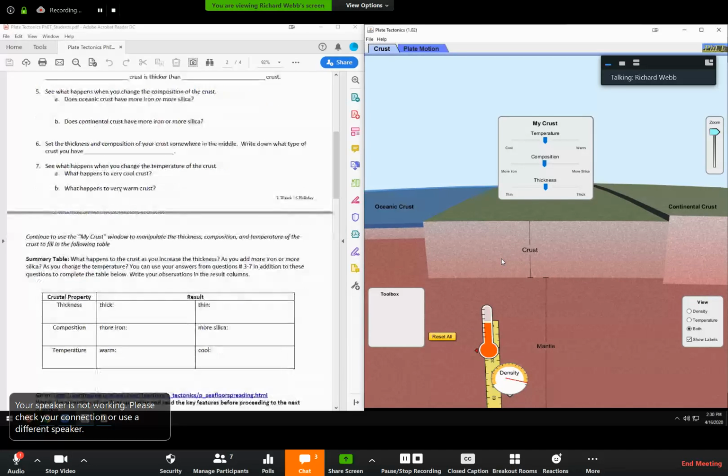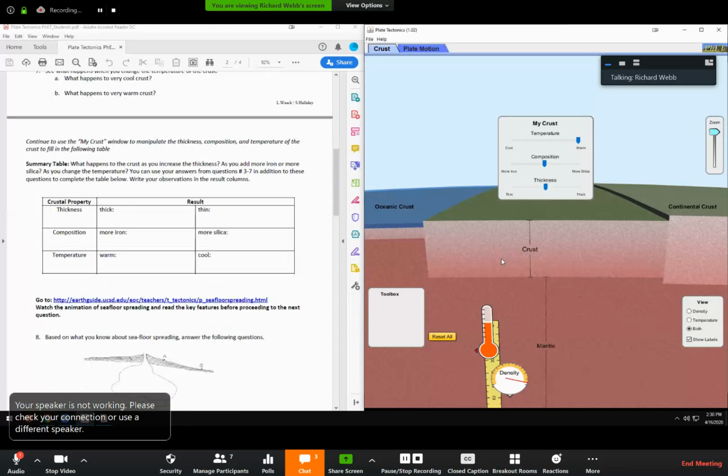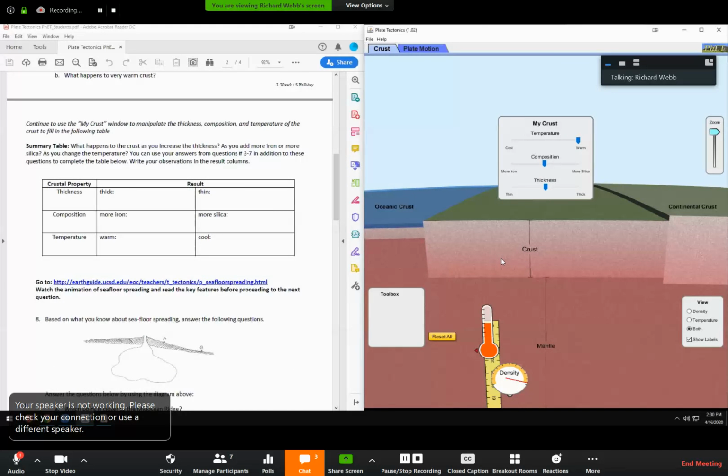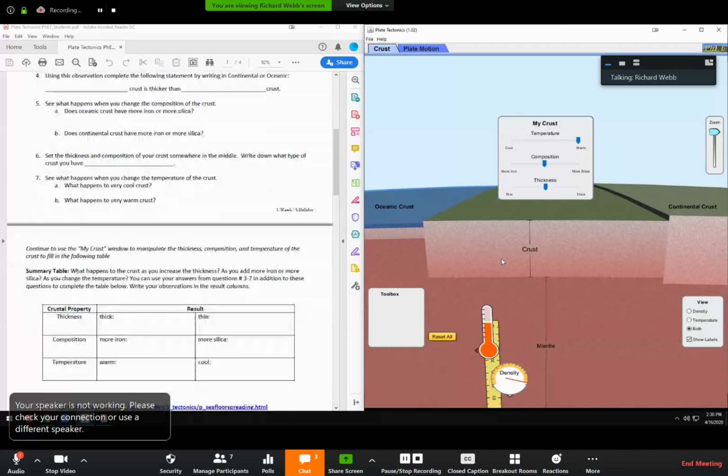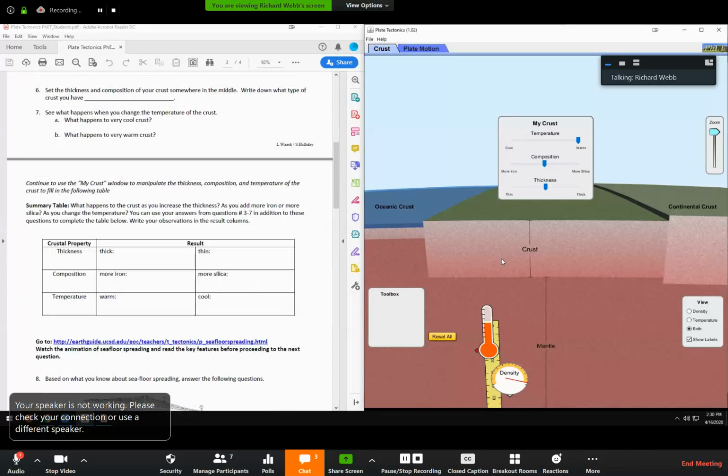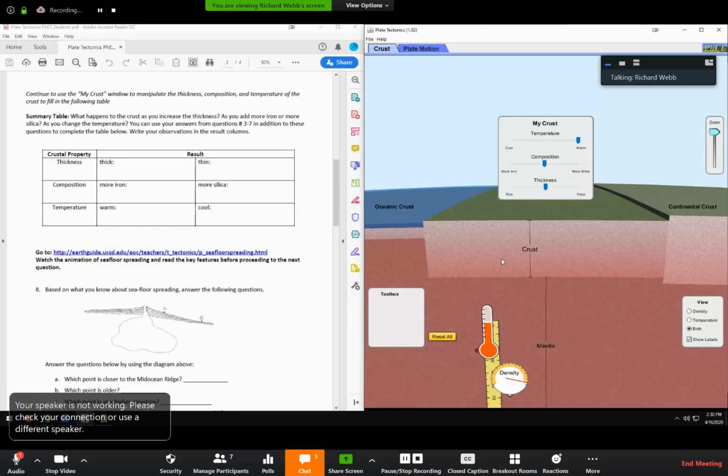And then we're going to change the temperature. So you change the temperature and see what happens. Once again, record what happens when you cool and heat. This here, you're now filling in this table based on the answers that you just put in here for 3 through 7. So you really don't have to do anything new. You just have to summarize what you already wrote in your answers for 3 through 7.